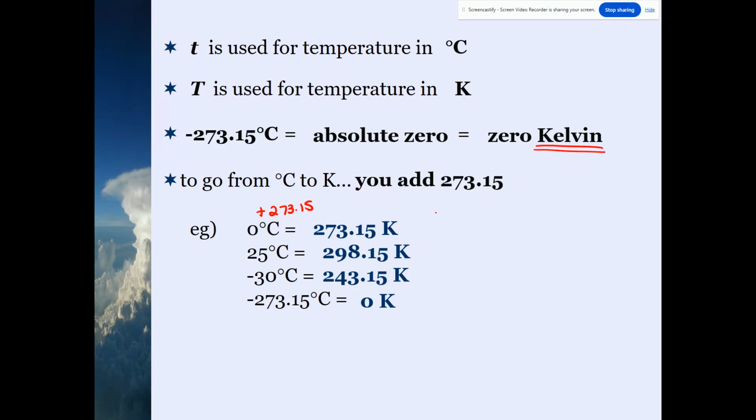You always want to, when you're given degrees Celsius, which 90% of the time you're given degrees Celsius, add 273.15 to convert it into Kelvin. Okay, if you're going from Kelvin back to degrees Celsius, you subtract 273.15. And some questions you might have to do that. But if you're going from degrees Celsius to Kelvin, you add 273.15.